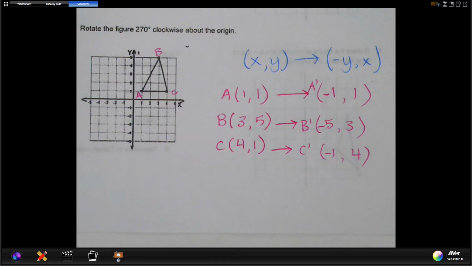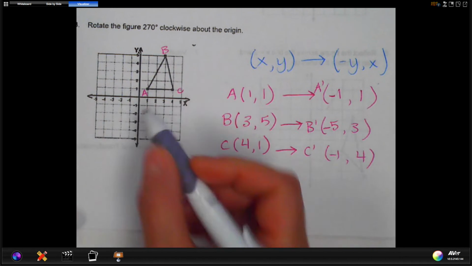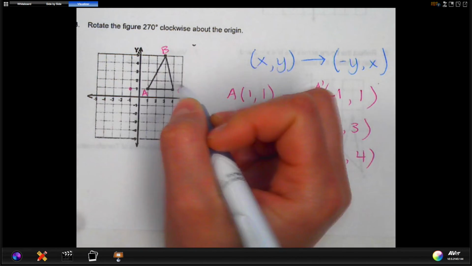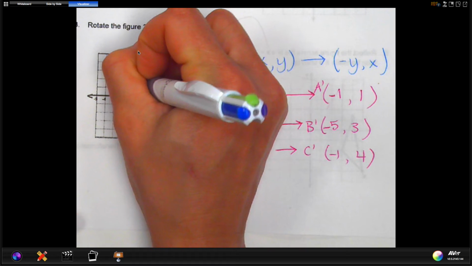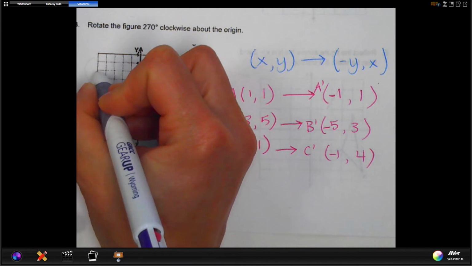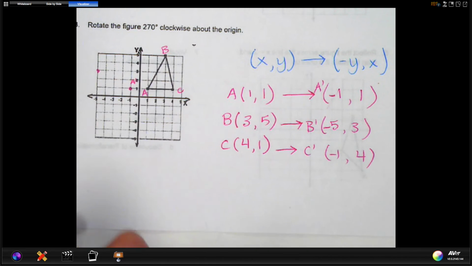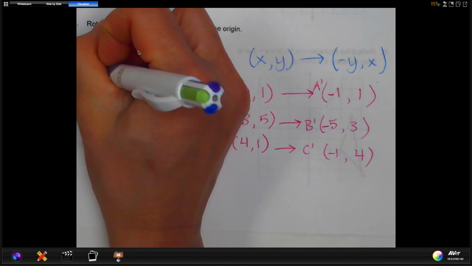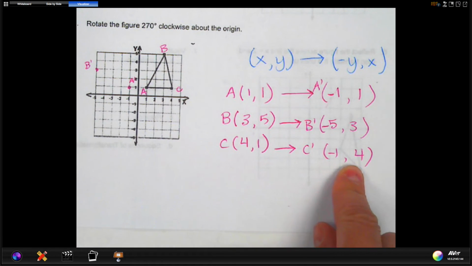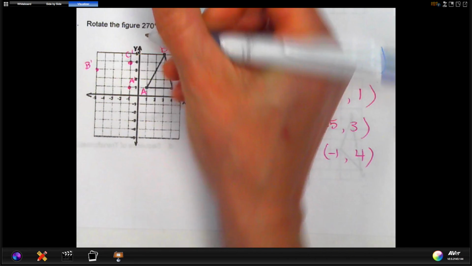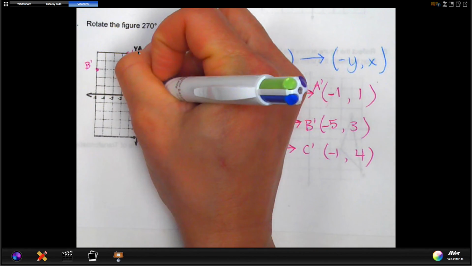All right, so let's go ahead and put it on our grid here. So negative 1, 1 would be left 1, up 1. So here's our A prime. Negative 5, 3 means left 5 and then up 3. And that is going to be labeled B prime. And then negative 1, 4 means left 1, up 4. Here's C prime. And then you want to reconnect those dots.